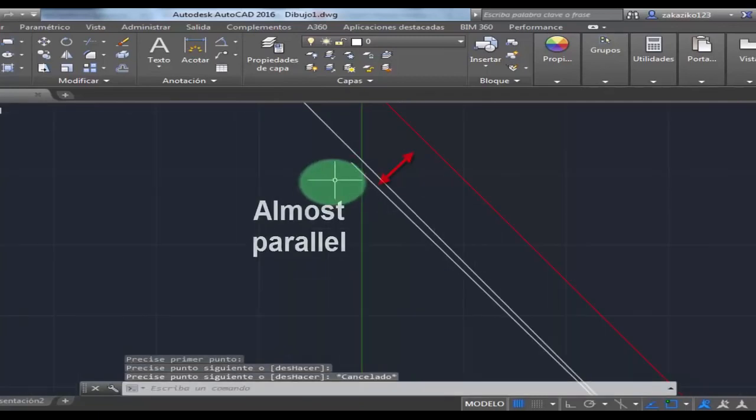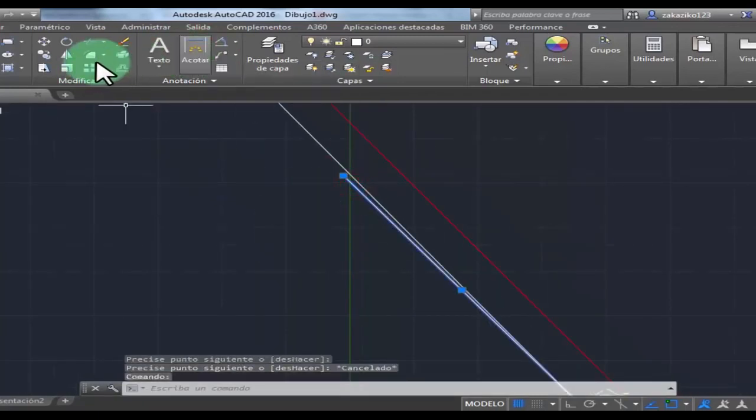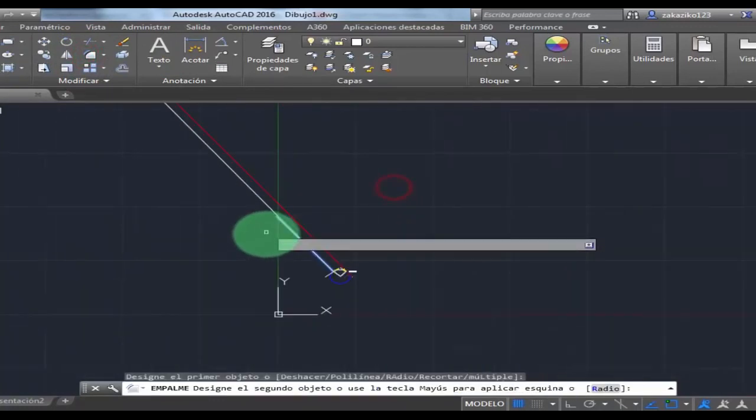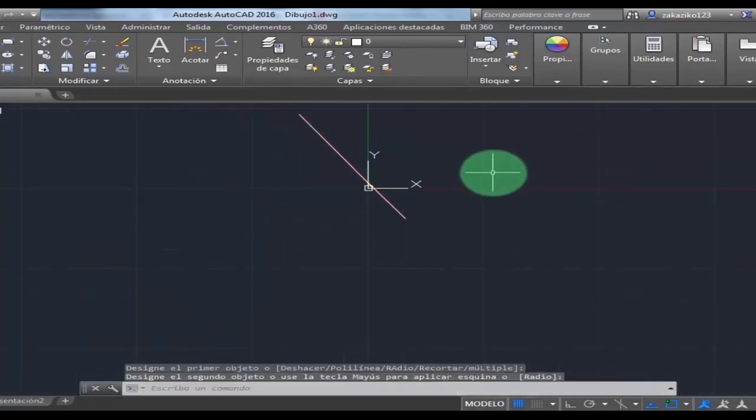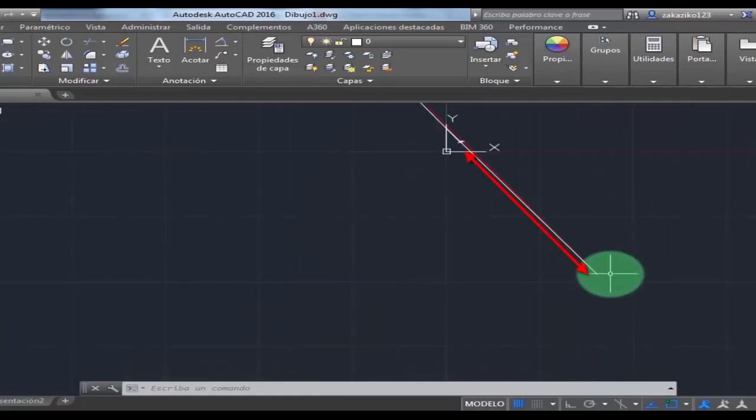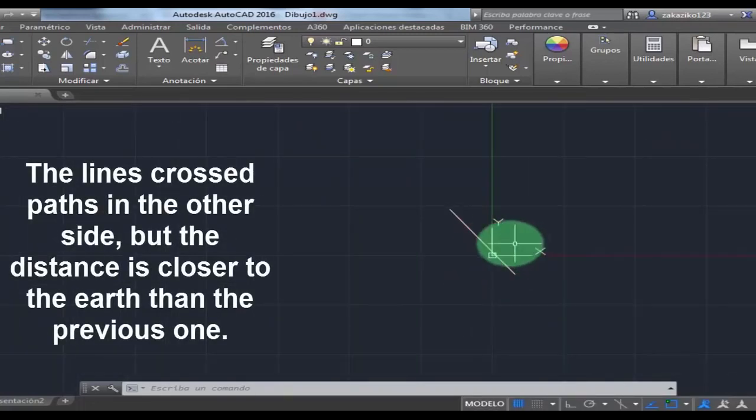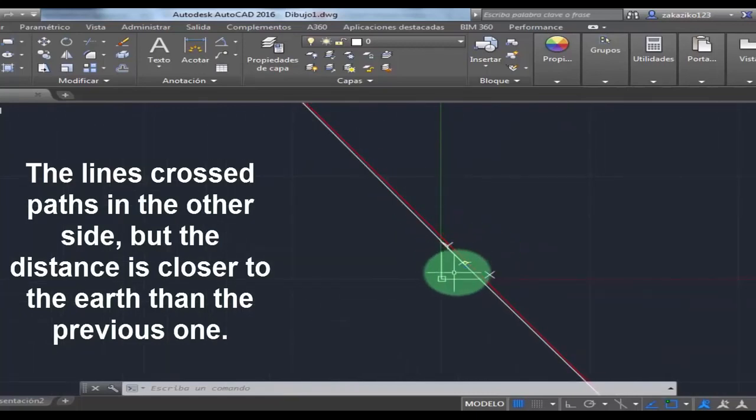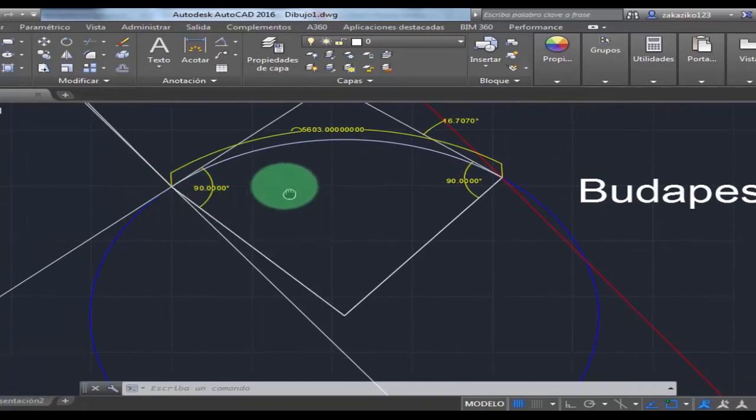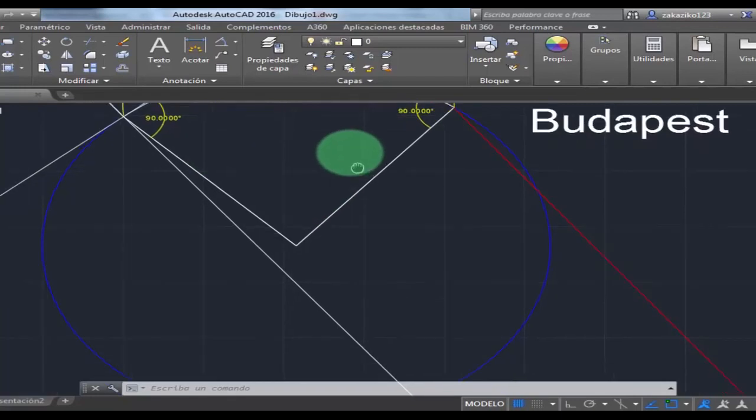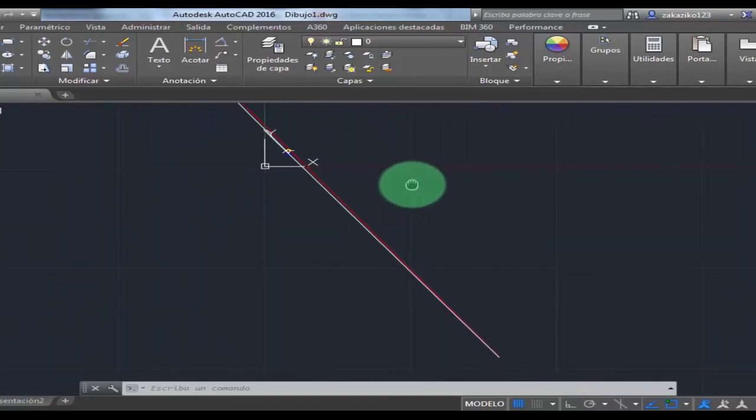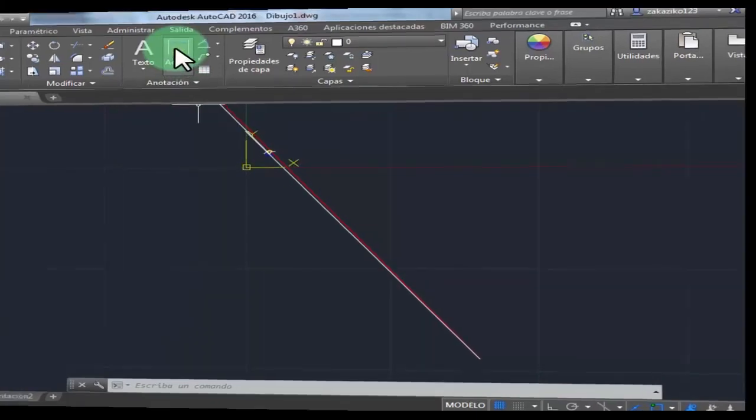That is almost parallel to the elevation angle in Budapest, and of course that is impossible in real life, but I will do it just to prove that the elevation angles that we can measure ourselves without the help of any websites or NASA do not work on the globe. Now check this out. The lines crossed paths on the other side, but the distance is closer to the Earth than the previous one. And that's obvious, and I'm not even going to measure it this time. I really tried so hard to make this thing work, but in vain. Not because I don't know how to calculate distances. It's because their whole model is 100% wrong.